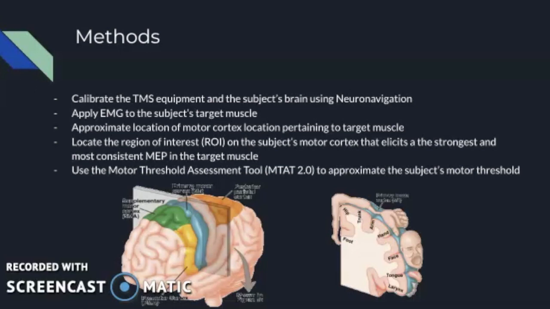Once the best hotspot that produces the strongest MEP is identified, we are then able to use the motor threshold assessment tool, MTAT 2.0, for identifying the participant's motor threshold. For resting motor threshold, participants rest their hand on a cushion, and for active motor threshold, the participant maintains a constant force against an immovable object. The results are collected multiple times across multiple days to assess intersession validity.